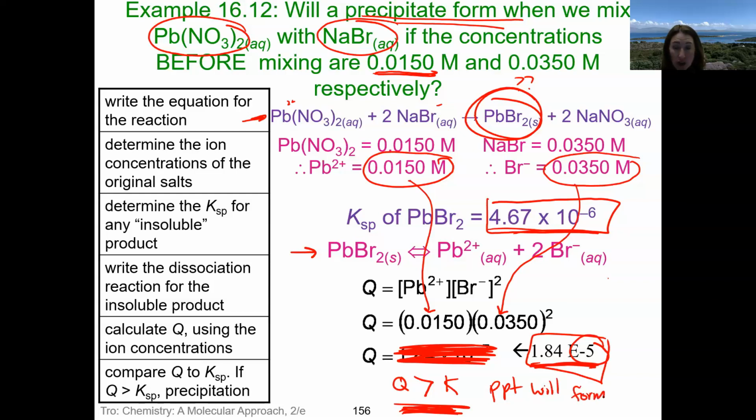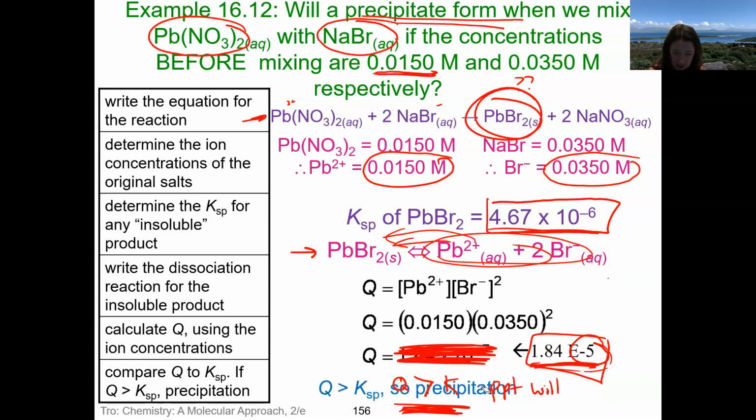So remember, if Q is greater than K, we swing back toward the reactants. That means here we had too much of this, and so it's going back that way. So it will precipitate. Precipitate will form. This Q and K is great review from what we did. Seems like forever ago when we did Q and Ks. Okay, let's try another one.